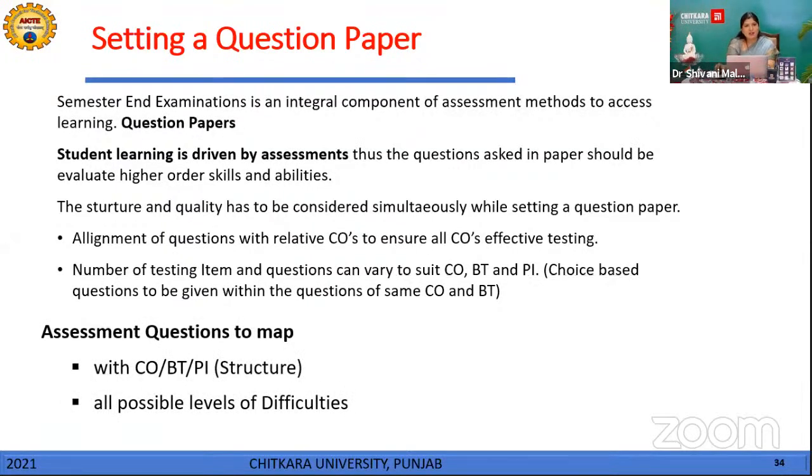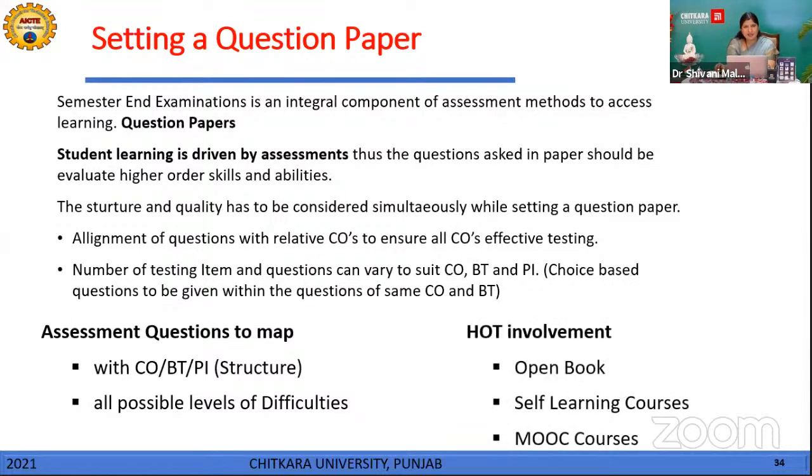So assessment questions should map with COs, Bloom's taxonomy and PIs, which is what the structure talks about, and all possible difficulty levels should be catered to in our questions. And in order to involve higher order thinking skills, we can have open book tests, self-learning courses, or MOOC courses. Those types of courses orient more towards higher order thinking involvement.